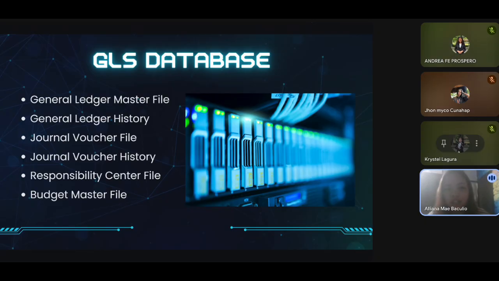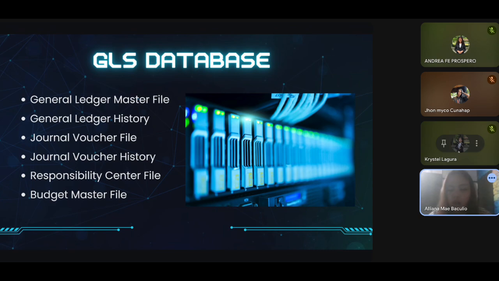Second is the general ledger history, where it stores past financial data to be used for trend analysis and comparative financial statements. Comparative financial statements are not new to us, like prior year and current year data. And third, it is the journal voucher file, which contains all the journal vouchers for the current period. We also have the journal voucher history, which records all the journal vouchers from past periods.